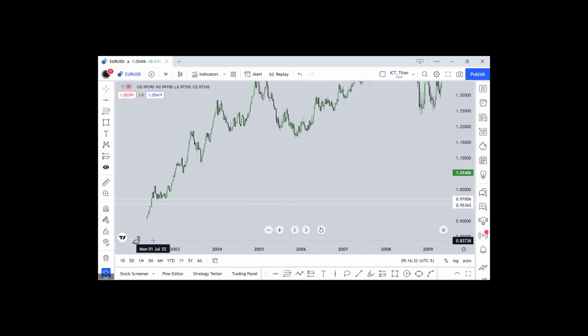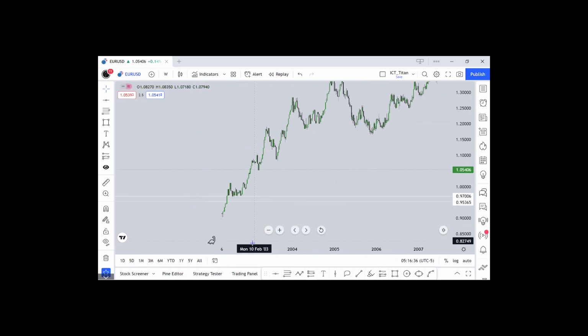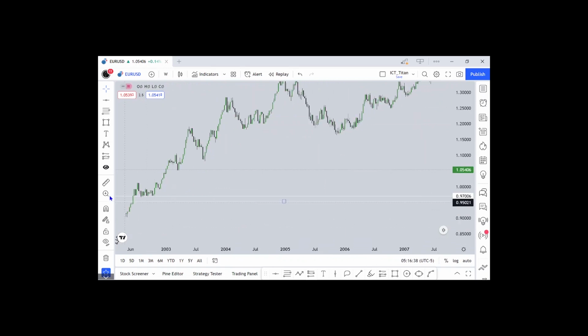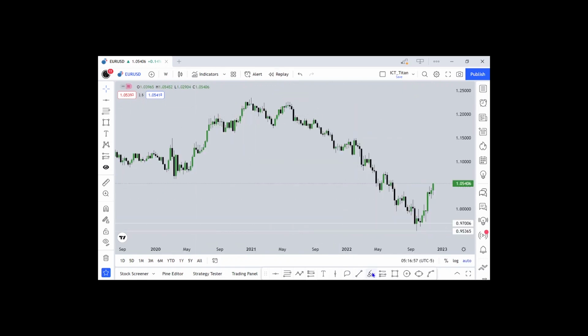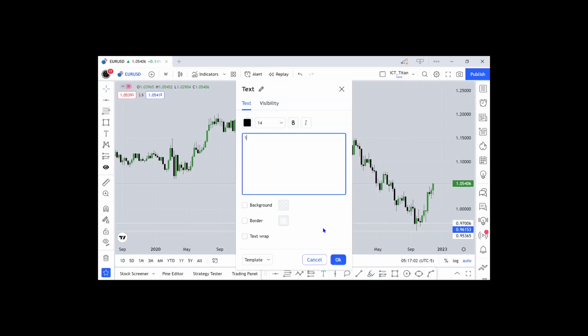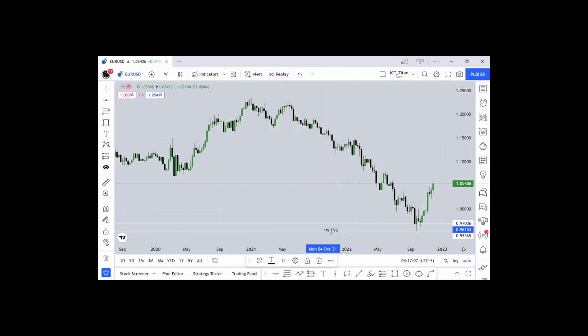And the first point of interest that we included was a fair value gap. And you see, this is a fair value gap right here that the market respected. Market always respects these particular areas. So we'll come right here: 1 week fair value gap. This is a fair value gap.